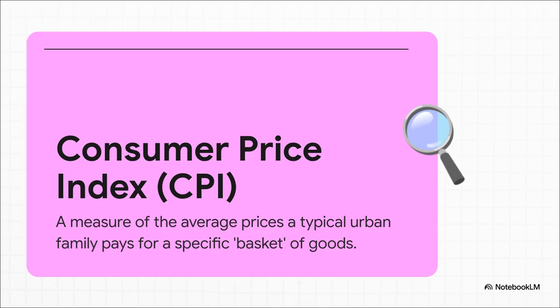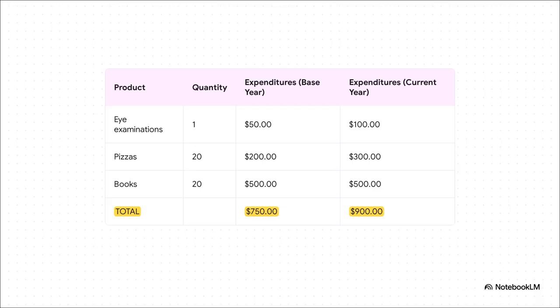Imagine statisticians create a virtual shopping cart, a basket, filled with all the stuff a typical family buys in a month. We're talking everything from groceries and gas to haircuts and movie tickets. Then they just track the total cost of that exact same basket, month after month, year after year. Here's a super simple example of how that works.